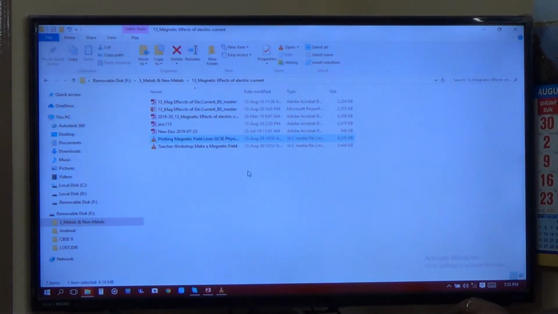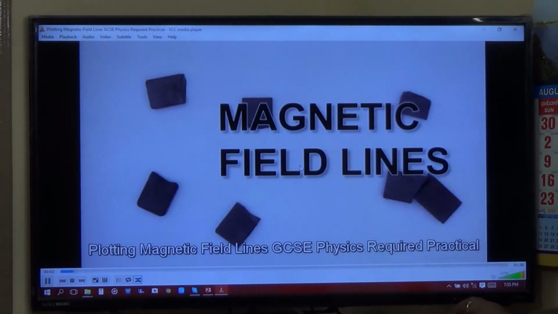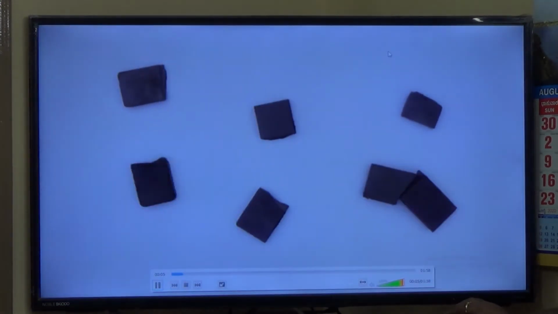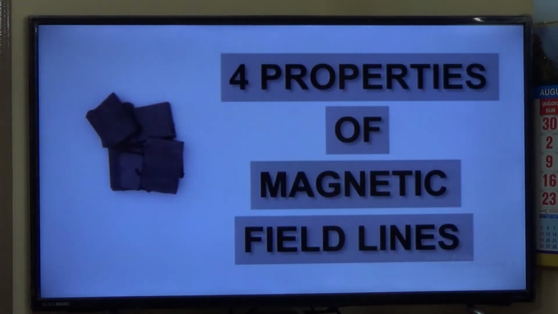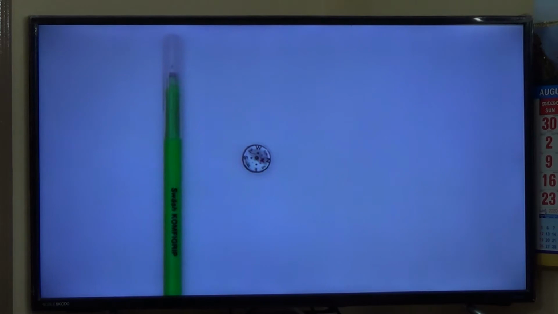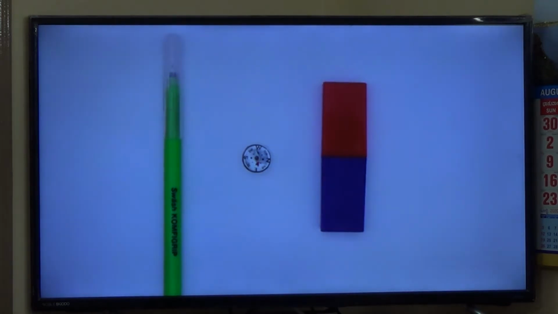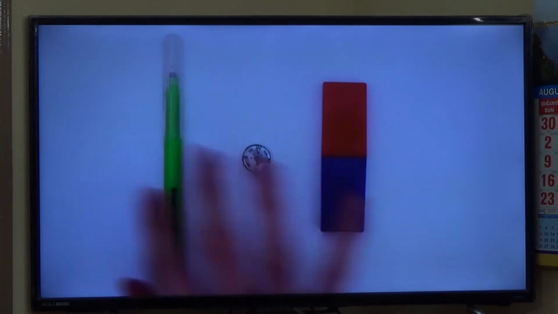It's probably safe to say that you have a very good idea of how the magnetic field of a bar magnet looks. But do you know the 4 important properties of magnetic field lines? To find out, let's begin by plotting some magnetic field lines. We need a pen, plotting compass, and a magnet. My magnet doesn't tell me which is the North Pole and which is the South, but we'll find out soon.